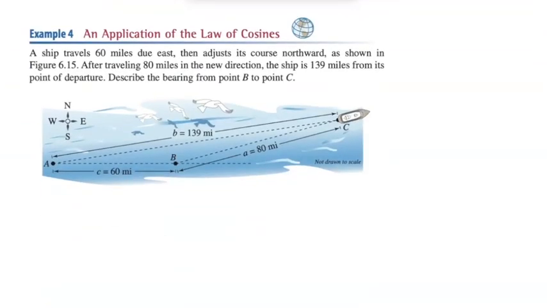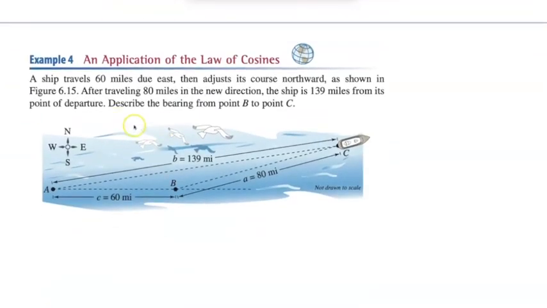Okay, another application of law of cosines. And this one involves bearing. A ship traveling due east adjusts course northward, traveling 80 miles in that direction. The ship is 130 miles from its point of departure. Describe the bearing from point B to point C. How much did it turn here?